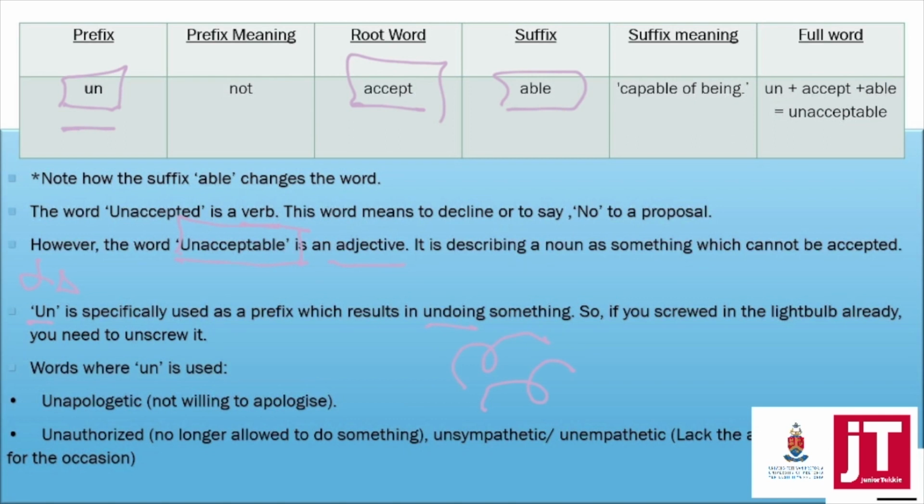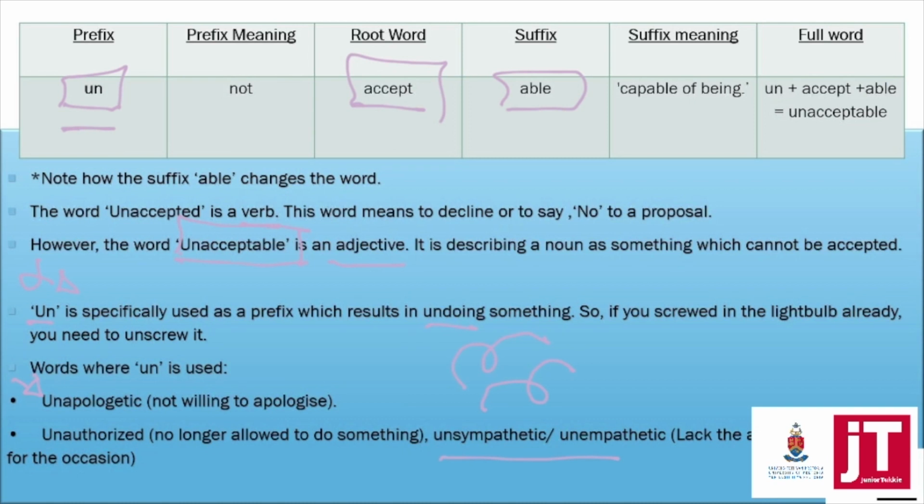And other cases where un is used: unapologetic. I am not willing to go back on what I said. I'm unapologetic, or undo. Unauthorized, no longer allowed to do something. So once you could get into the building, now you are unauthorized to do so. You have not been granted the authority.